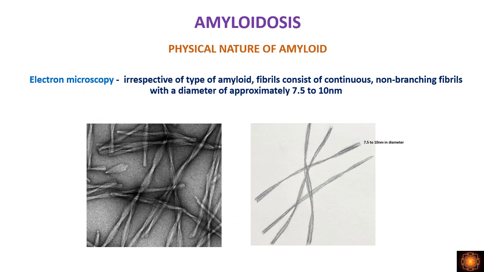Now coming to the physical nature of amyloid, when we see under the electron microscope, we have different types of amyloid fibrils, like AL, different types are there. Irrespective of the type, all the types of amyloid fibrils are continuous non-branching fibrils which have a diameter of approximately 7.5 to 10 nm. This is how they appear in electron microscopy.